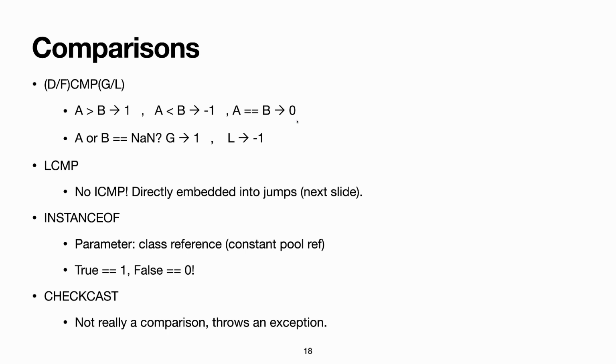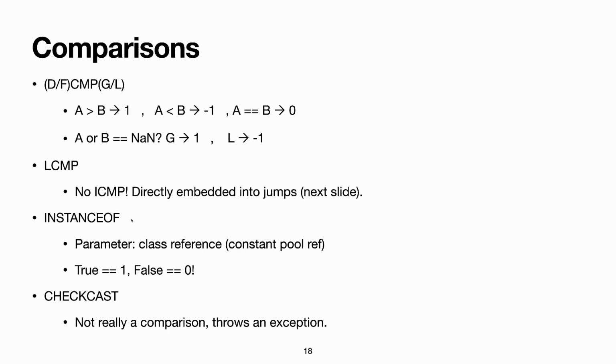So basically, this comes from the fact that double and float can also be NaN, not a number. And if either of A or B is not a number, then we need to decide what to push on the stack. If the instruction ends with G, then we'll push 1 if we encounter not a number. If it's L, we'll push -1, and L is for lower and G is for greater. For LCMP, it works exactly the same, although of course there is no G or L suffix in that case.